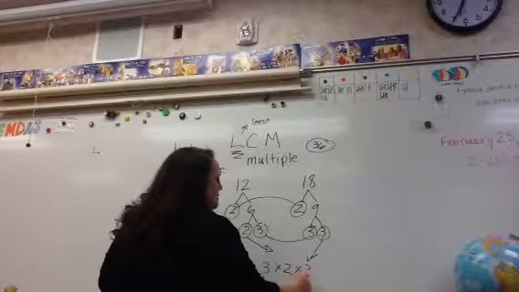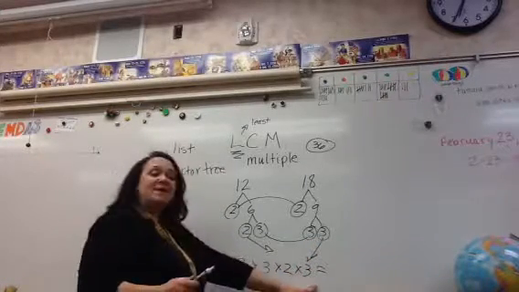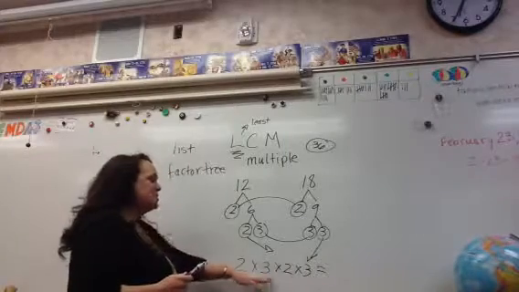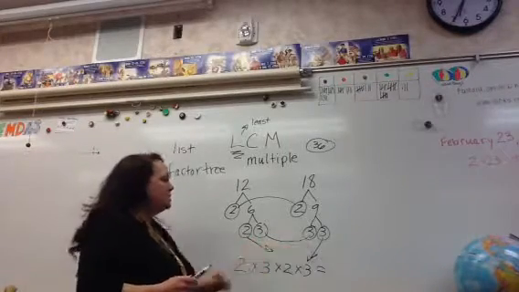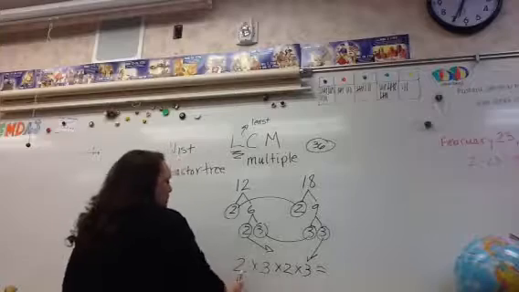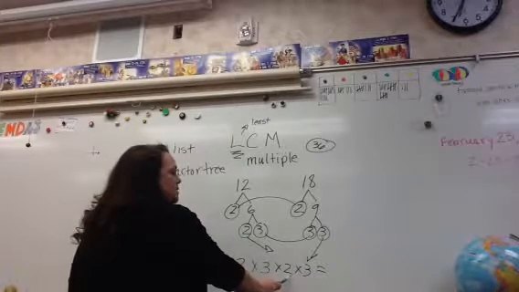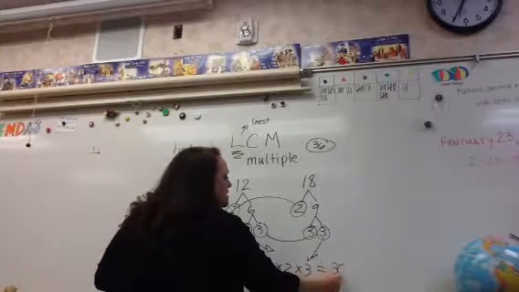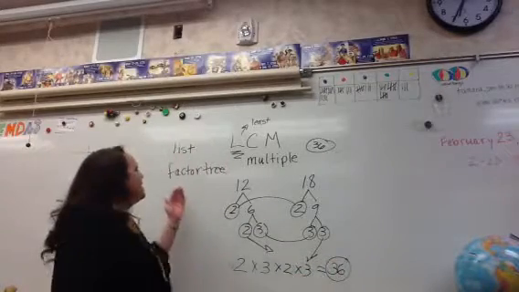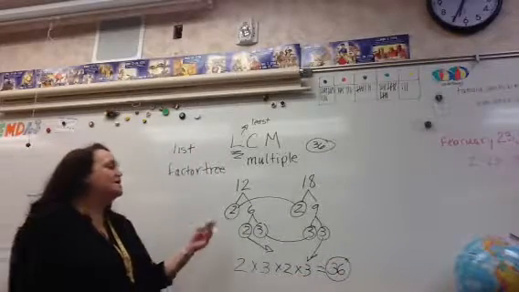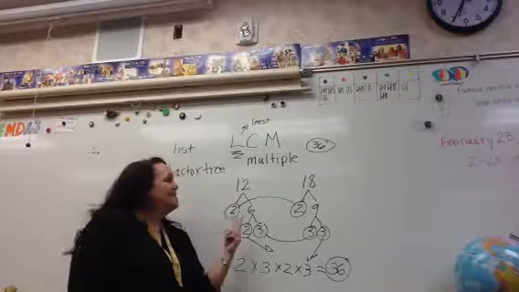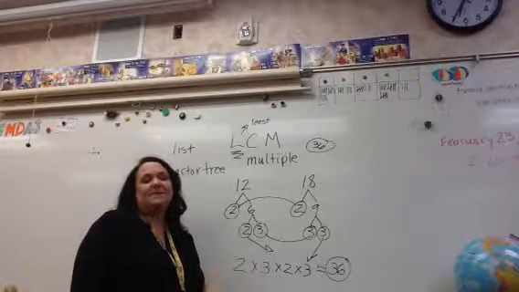and this 3. Then I'm going to multiply these factors, the common factors first, and then the leftover factors to get my least common multiple. 2 times 3 is 6, times 2 is 12, times 3 is 36. And there is the factor tree method for finding least common multiple. These two methods are a great way to find least common multiple.